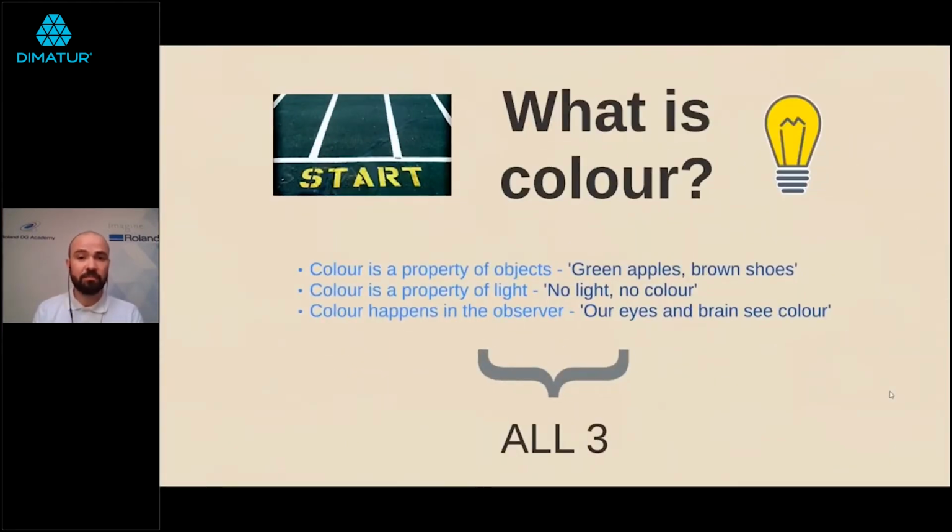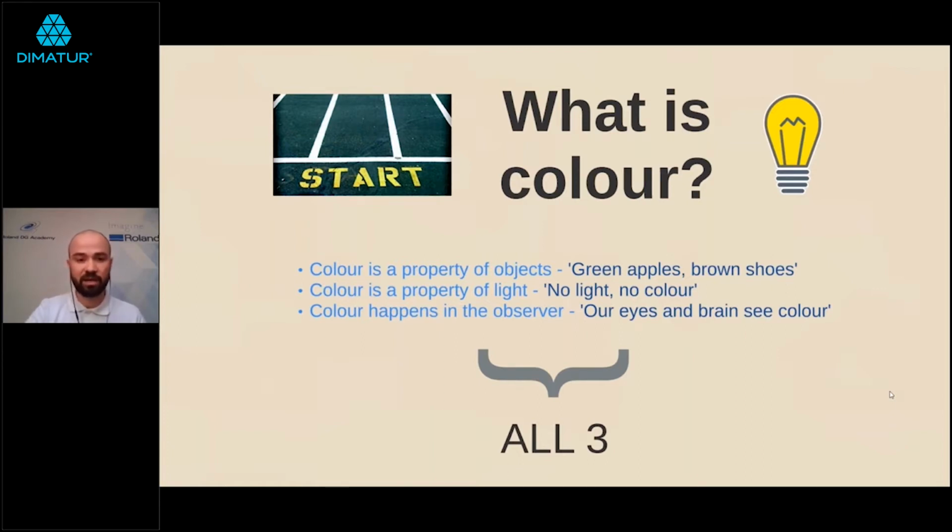If we start at the beginning, when we talk about what is color, it's all to do with light in a way, because we were talking about how humans see color. There's different parts to color. Obviously, if there's nothing to see a color, then there is no color. So color is a property of objects, green apples or brown shoes, for example. Color is a property of light. So if there is no light, then there is no color.